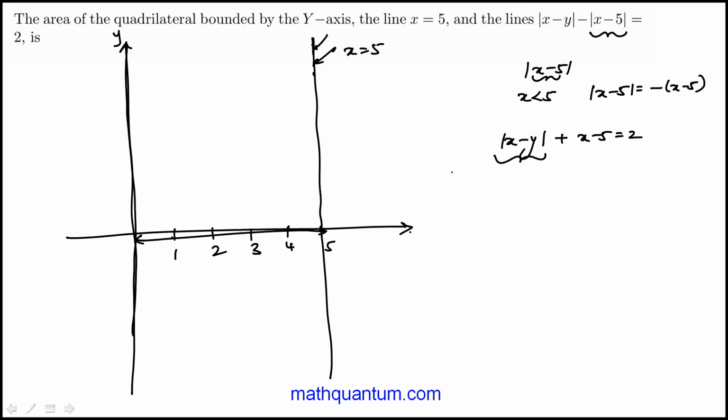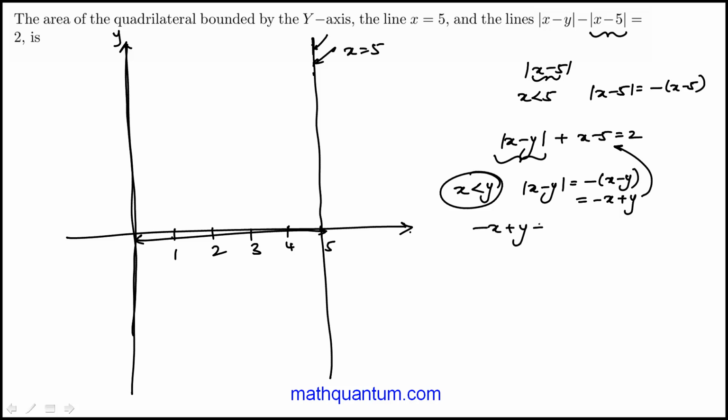So we have two cases where one is x is less than y. So let's start with that. In that case, absolute value of x minus y would be negative of x minus y, or minus x plus y. If I replace that here, we get y equal to 7.